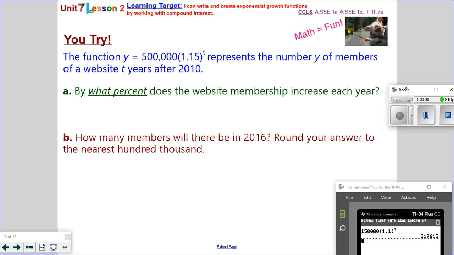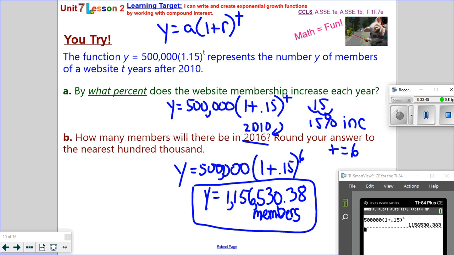The function y equals 500,000 times 1.15 to the t represents the number of members on a website t years after 2010. What percentage? It's the same kind of question. How many members will be in 2016? So give it a try. Press pause now. Okay, hopefully you're able to go through. Remember, y equals a times 1 plus r to the t power. So by what percent? So 500,000, I knew that this was the initial amount. So this is the A.